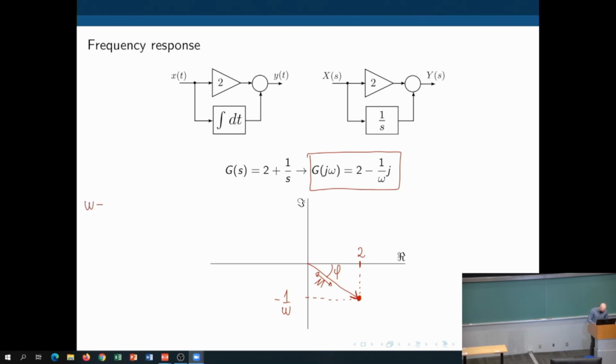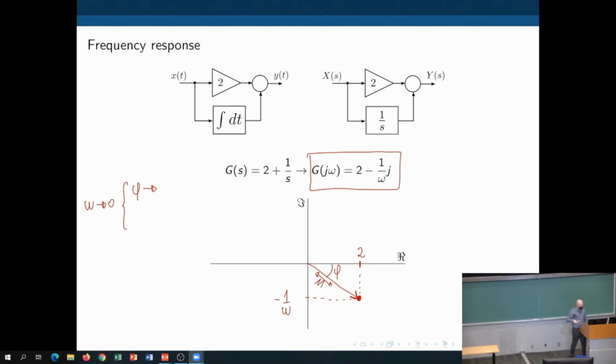Let's analyze how this changes as the frequency goes to 0. As the frequency goes to 0, what happens to the phase of the transfer function? If frequency tends to 0, then we are having 1 over omega. Omega tends to 0. That is a very large negative number. It tends to negative infinity.